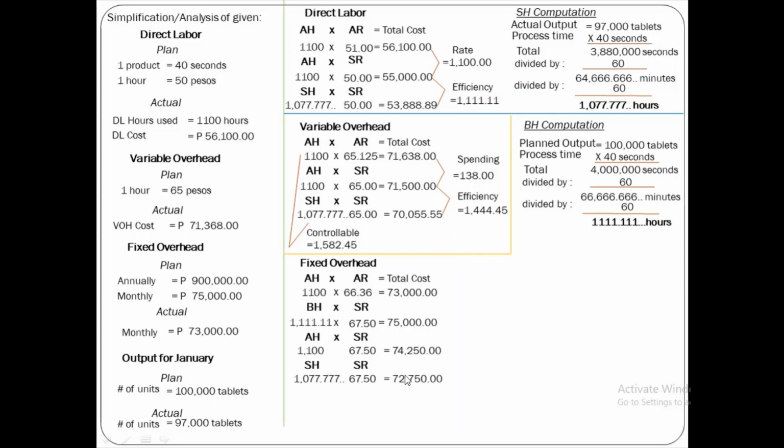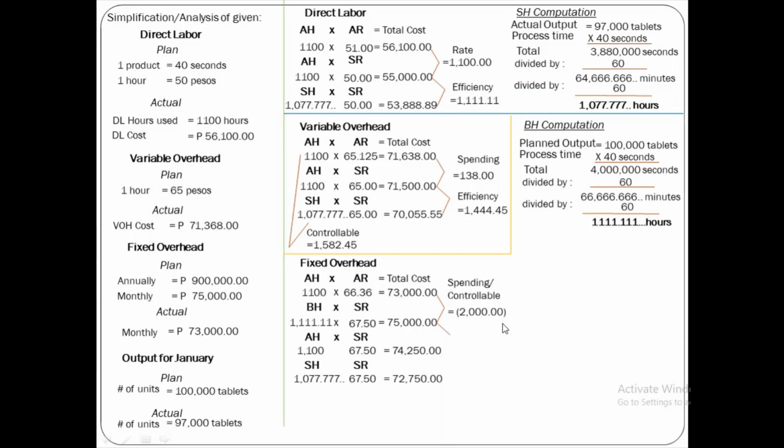So since we have already completed the ABAS, first and second number, 73,000 minus 75,000, is negative 2,000 or favorable. What do we call this one? This is what we call the spending or controllable variance in the fixed overhead. So in variable overhead, the spending and the controllable is not the same. Here in the fixed overhead, the spending and the controllable variance is the same.